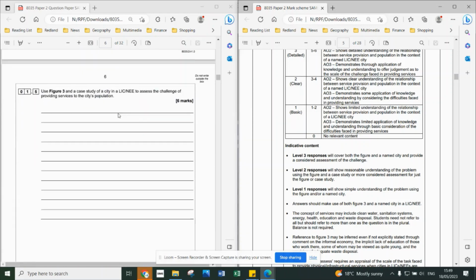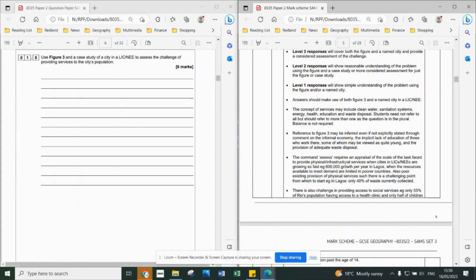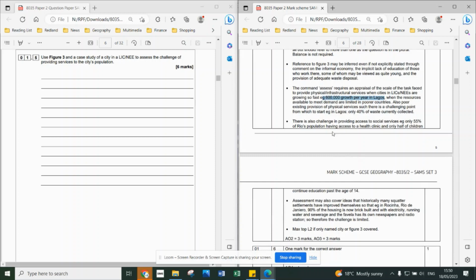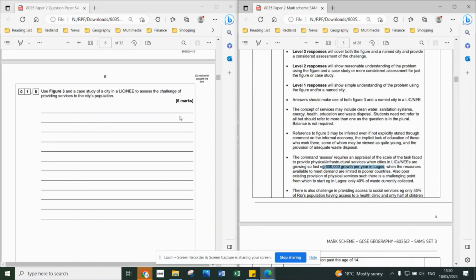The first things you can talk about when you look at the mark scheme here, it says command word assess requires appraisal of the scale of the task. So you have to talk about how difficult it is and why it's so difficult. For example here it says, well, 600,000 population growth per year in Lagos, when resources available to meet demands are limited in poor countries. Also, there's poor provision of physical services, which is a challenging point from which to start. For instance, only 40% of Lagos's waste is collected. Then you've got another few facts down here for Rio, for those who study Rio. But ultimately, the main reason is to assess the challenge.